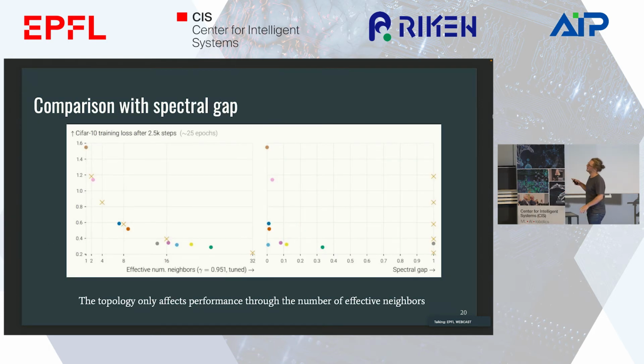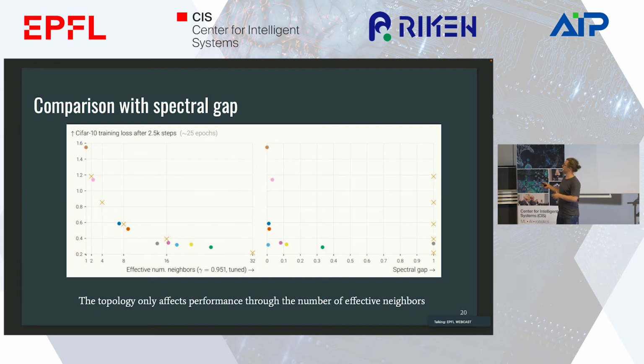And this is just a slide to go further on this parallel between mini-batch and decentralized SGD. Here the y-axis is again how many training steps you need. The x-axis is the effective number of neighbors that you have. The circles on the curve are some topologies, and the crosses are mini-batch SGD with a mini-batch of size equal to this number of effective neighbors. We see that the curves align, not perfectly, but quite well. And so it means that what's happening is really just mini-batch SGD over neighborhoods in your graph.